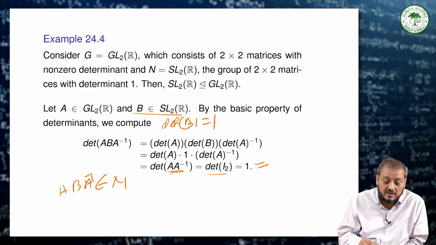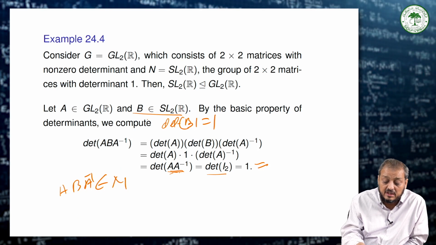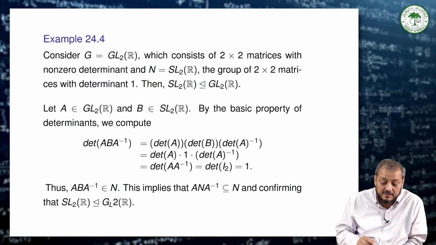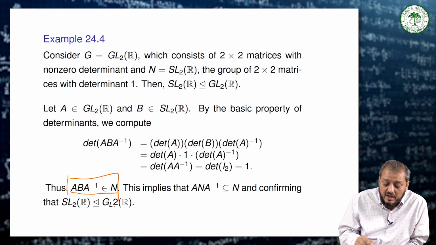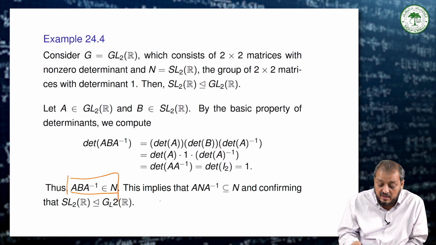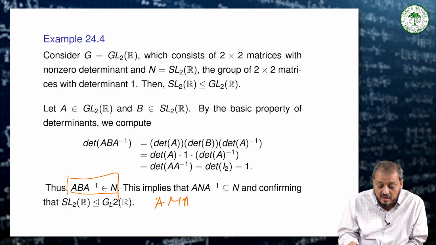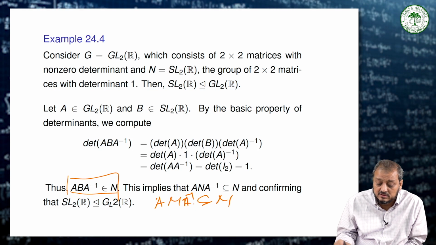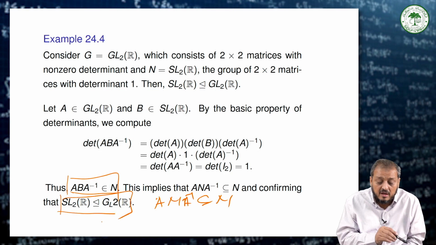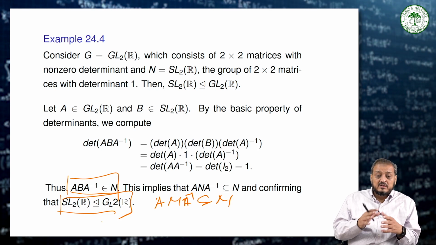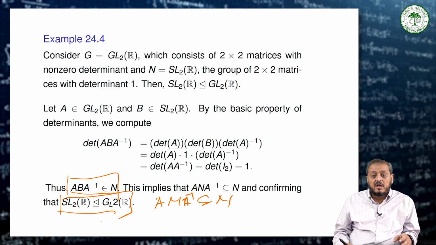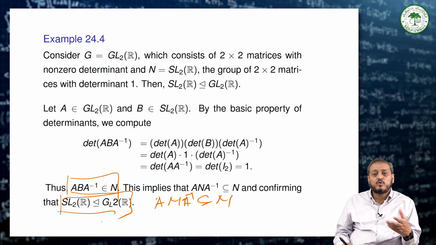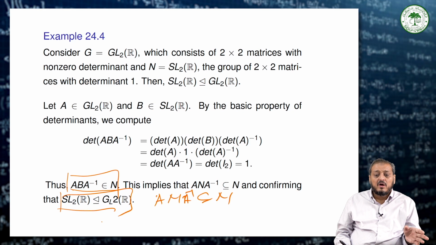N means we have SL2, so B is an element of N. So this implies that A N A inverse is contained in N, and then we show that A N is the same as N A, confirming this. So SL2(R) is normal in GL2(R). This means the special linear group is a subgroup, and that it is a normal subgroup of the general linear group.